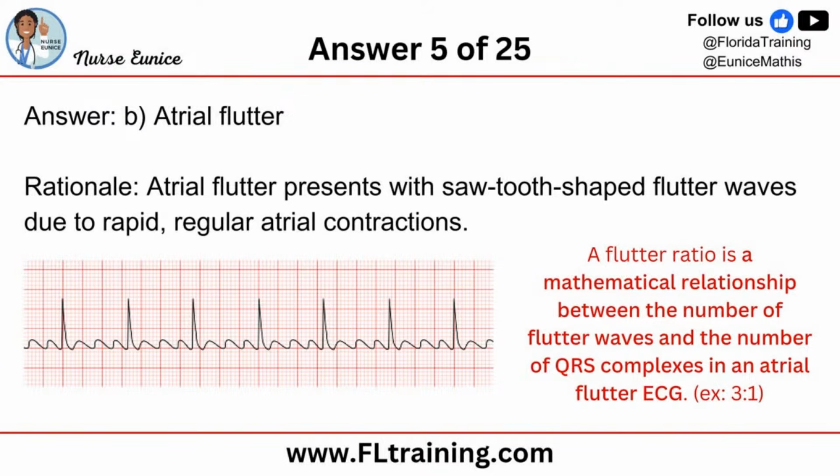Is it a 2-to-1 ratio or a 3-to-1 ratio? Yes, everybody, I am so proud of you. So if you counted the flutter waves for this particular strip, there are 3 flutter waves to every 1 QRS. So if you were explaining this to someone else, if you told us that someone had atrial flutter, we'd ask you what the ratio was, and the ratio would be 3 to 1.